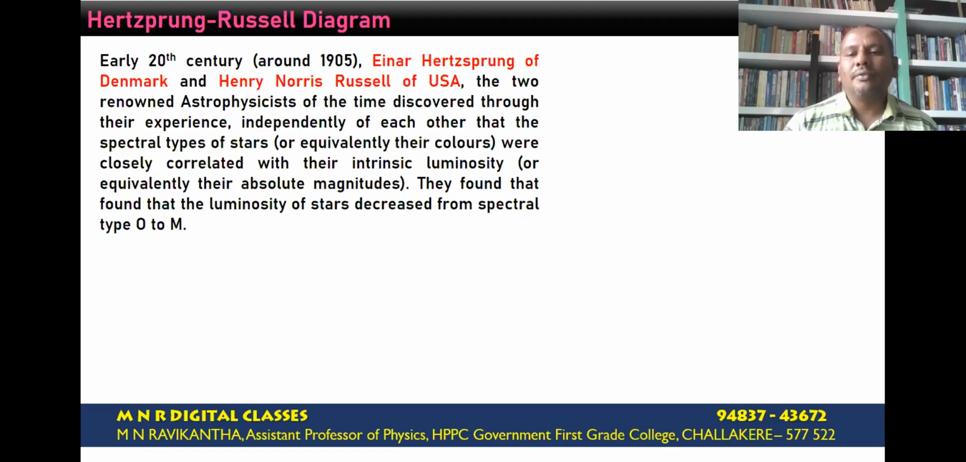Ejnar Hertzsprung from Denmark and Henry Norris Russell from the USA independently discovered this idea that the luminosity of the star decreases from the spectral types O class to M class.